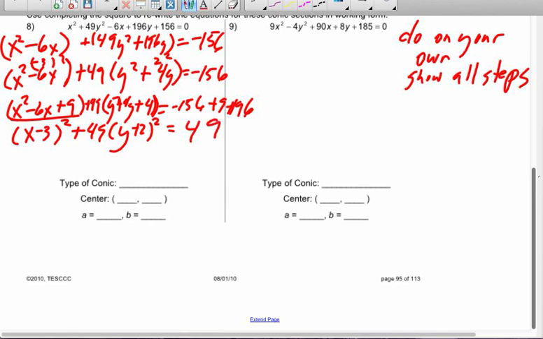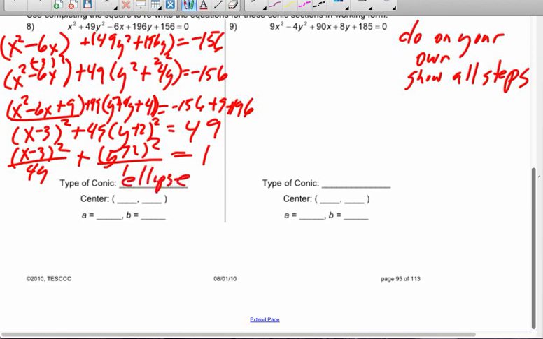And then I divide everything by 49, so I equal 1. So I'm going to end up with x minus 3 squared over 49. Plus 49 over 49 gives me 1. So that's just going to give me y plus 2 squared over 1. And again, this gives me an ellipse. The center will be at 3, negative 2. A is 7, and B is 1.